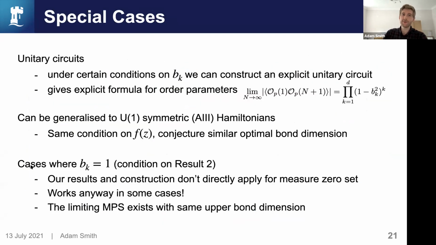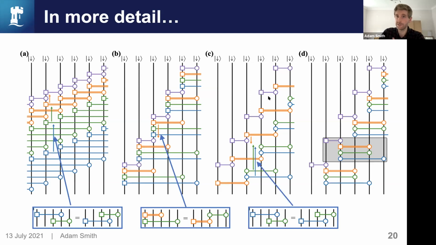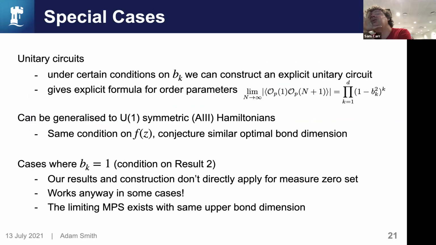Okay, so there are a few special cases that I'd like to mention. The first is when we can have unitary versions of this. So in general, when I draw these pictures, these gates are not unitary. But under certain circumstances, we can actually construct an explicit unitary circuit. Now this is useful because if we had a certain bond dimension MPS, I can always turn this into a unitary circuit, but this will scale quite badly, right? The depth of the circuit will scale quite badly. In particular, it will scale with the bond dimension.